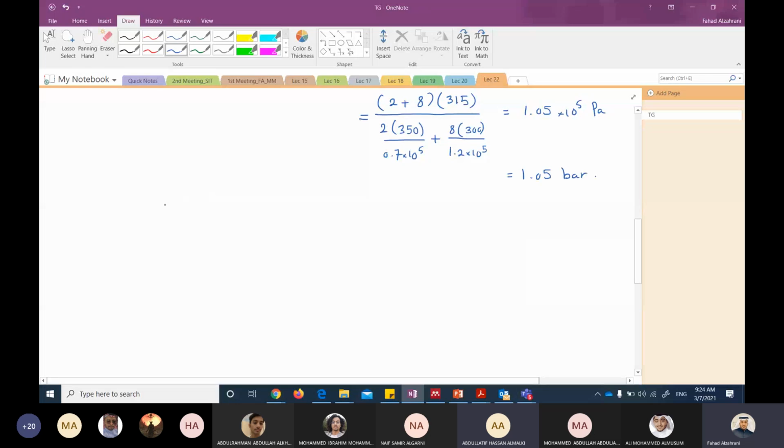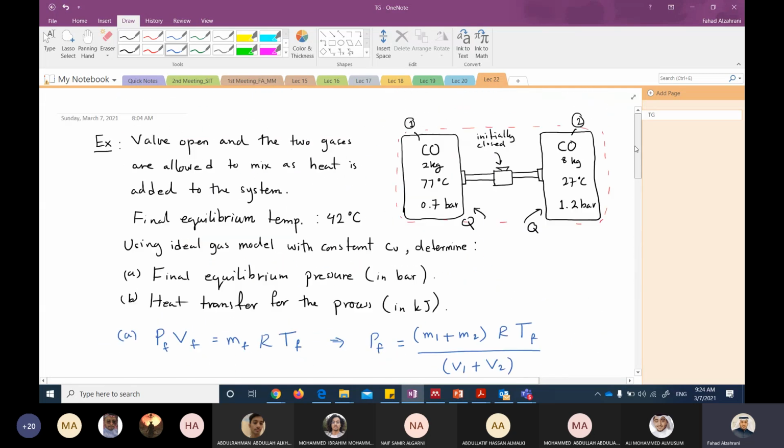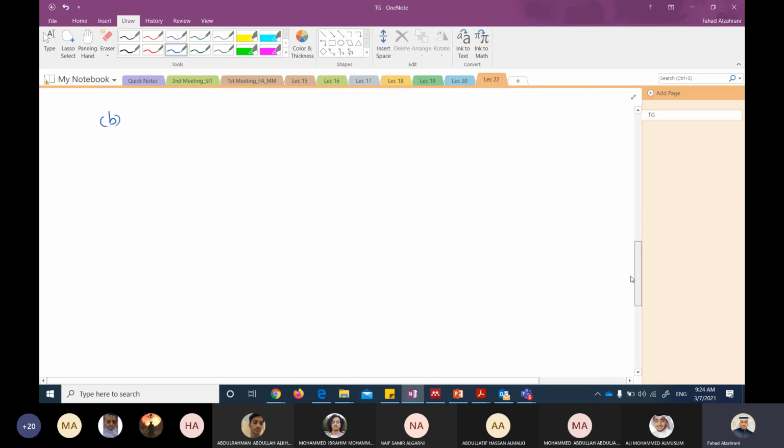So how can we solve the second part? How can you evaluate the heat transfer? With the first law. Guys, I give you the heat transfer at the end; there is only one way, which is the first law. In order to evaluate heat transfer, there is only the first law of thermodynamics. So apply the first law: delta U equals Q minus W.